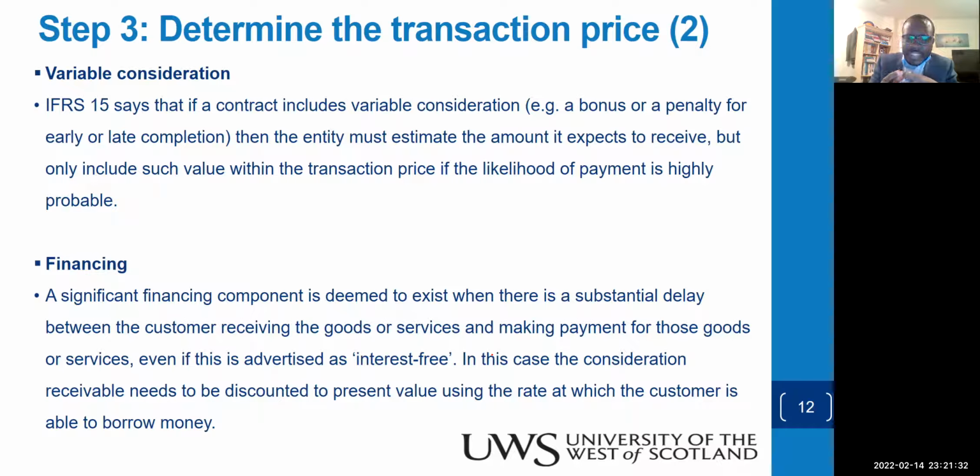Now in these cases, the consideration receivable needs to be discounted to the present value at the rate at which the customer is able to borrow. So I'm providing you with the service. You tell me you pay me 5 years later. 1 million 5 years later is not the same as today. So I need to discount the 1 million from 5 years up to date. At what cost? At the cost of capital, the rate at which the customer can borrow.